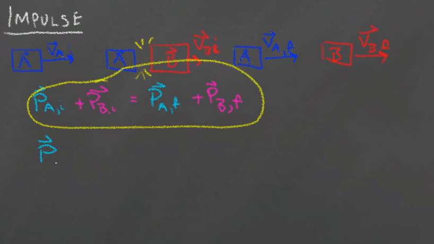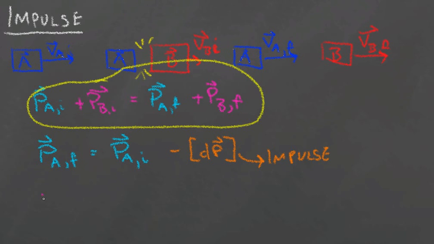So if we look at our final momentum for A, that's going to be equal to our initial momentum minus this quantity that your book writes like this. And they call this the impulse. So the impulse, this is the amount of momentum that was transferred from A to B.